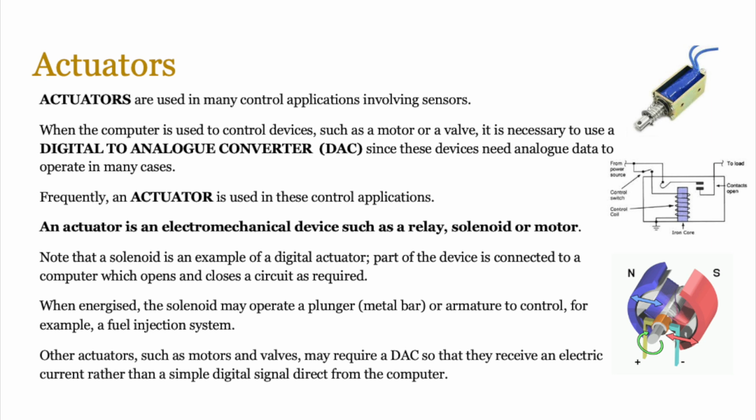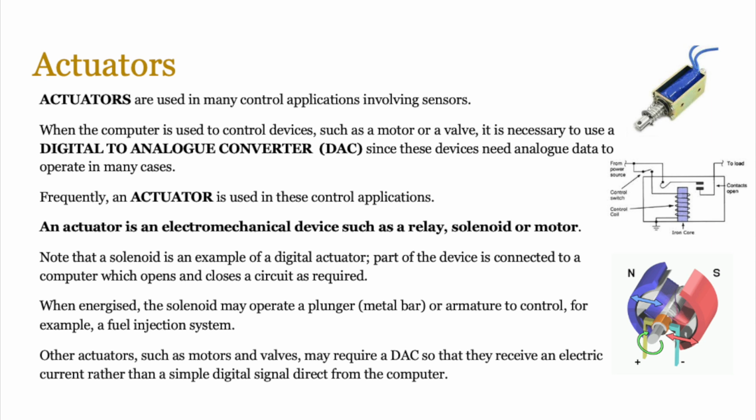Now, an actuator is used in these control applications, and that's the main component. So what is an actuator? Well, it's an electromechanical device such as a relay, solenoid, or motor. You can see some of those examples on screen. Now, the solenoid is an example of a digital actuator because part of the device is connected to a computer which opens and closes the circuit as required. So we don't really give this one as an example of an actuator. However, they are still actuators.